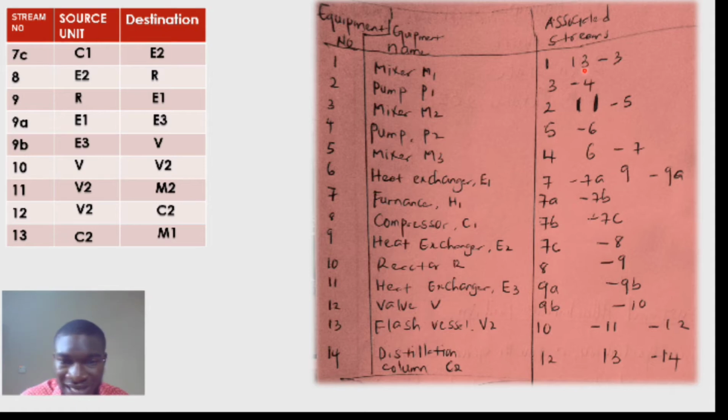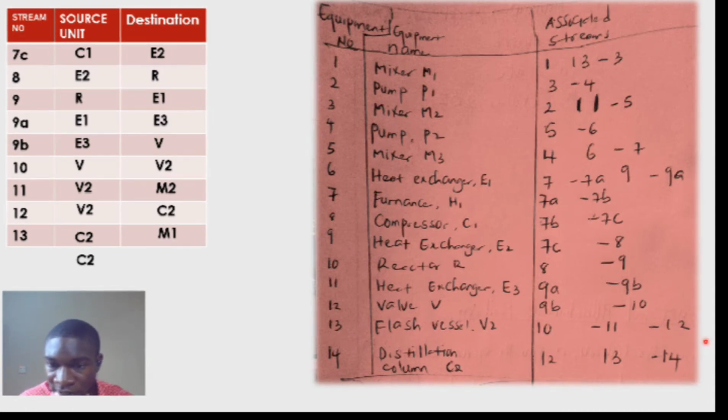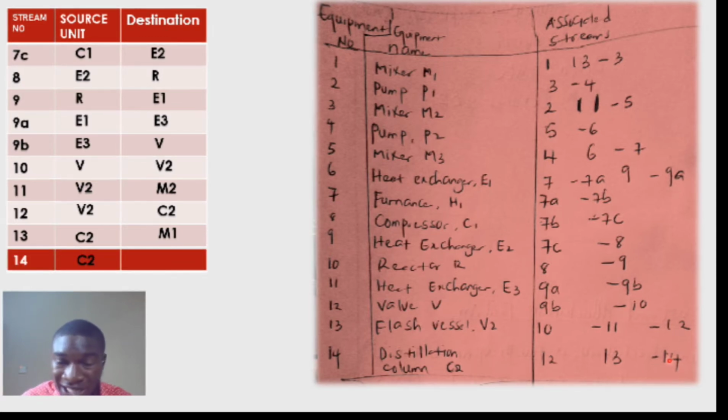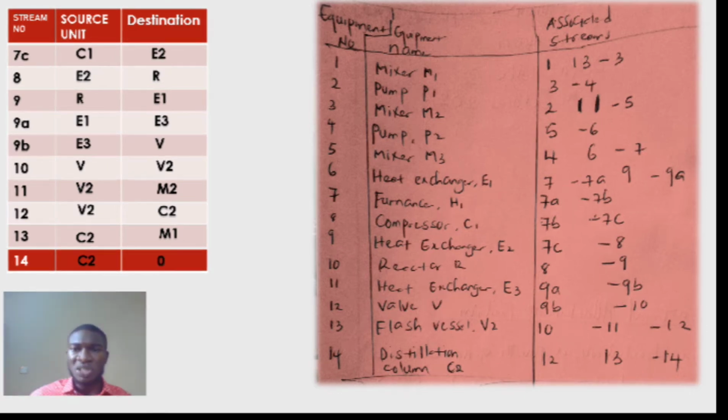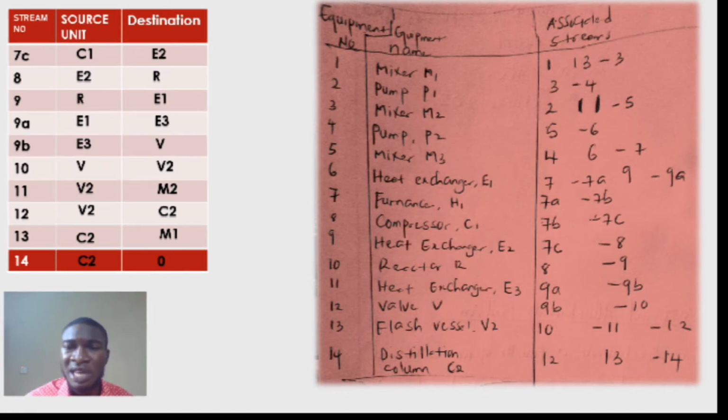Okay, so we have the last stream, which is stream number 14. The destination is minus 14, which is C2. The other one has no source. The destination, check the destination, we don't have positive 14, hence we assign 0 to it. So this is your stream connection matrix, which was obtained from the process matrix as fast as possible. So that's the hint, okay?